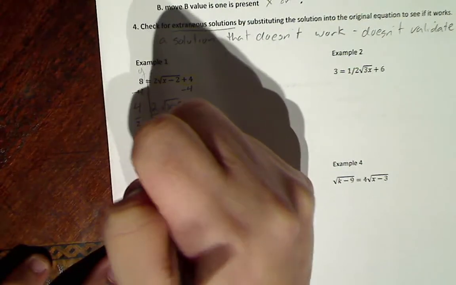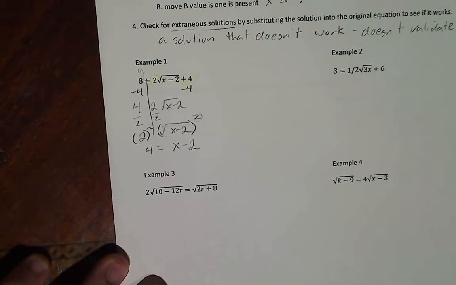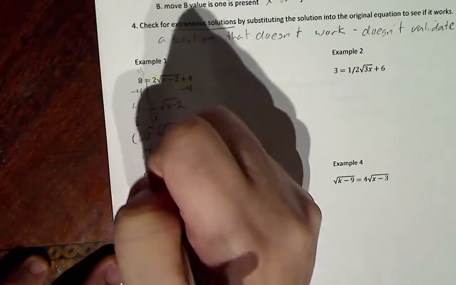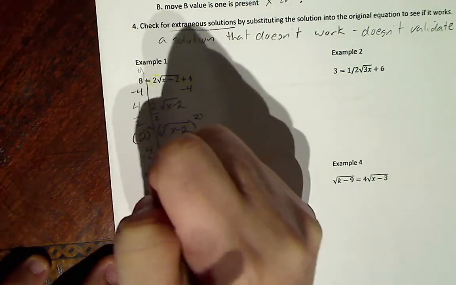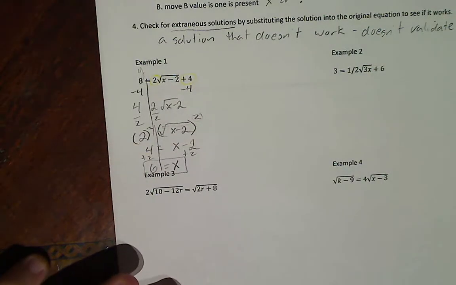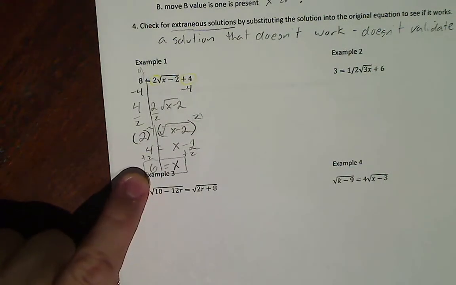So that'll give me 4 is equal to, and when that happens, your square cancels your square root because they're inverses of each other. So all you're left with is just the information underneath the radical sign. Okay. Then I would add 2 to both sides, and what I would get is a solution of 6. Okay. So what I want to do is make sure that that answer actually works.